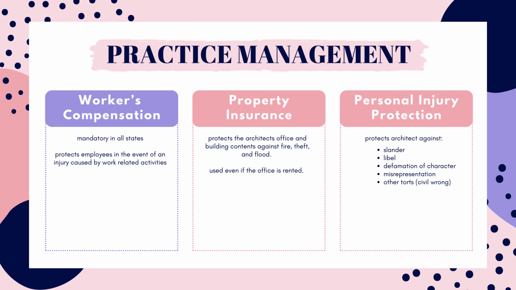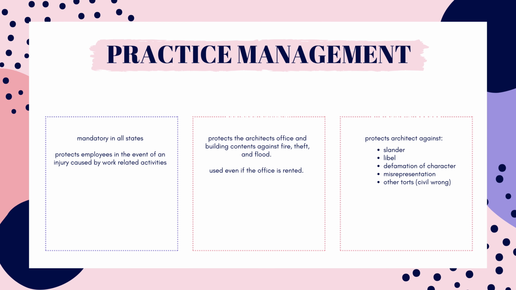These next two types of insurance are not required by B101, but many architects have them. They are property insurance and personal injury protection. Property insurance is not required since some architects may not have an office. Property insurance protects the architect's office and the office contents in the event of a fire, flood, or theft, even if the office is rented. Personal injury protection protects against slander, libel, defamation, misrepresentation, and other torts, which is a fancy word for civil wrongs.